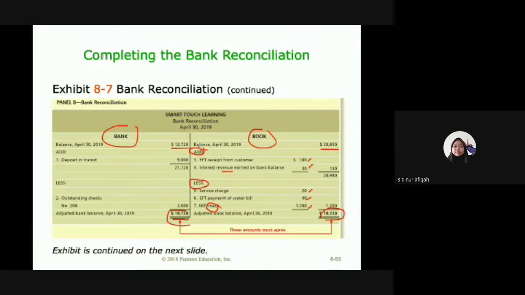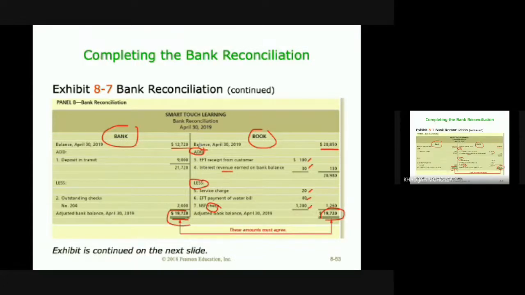Yes, thank you, madam. You are expected to do a bank reconciliation in your final exam. There will be one question on this. I hope that you can score full marks on this question.